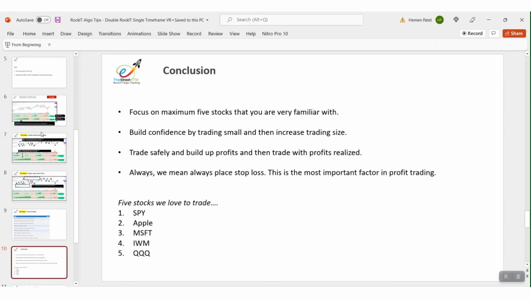And as mentioned, build confidence by trading small, build up that profit, and then use that profit to increase your trading size. Always stop loss. Always set your stop loss immediately after you set a trade. It's subjective, so you set a stop loss based on your style, your analysis, etc.